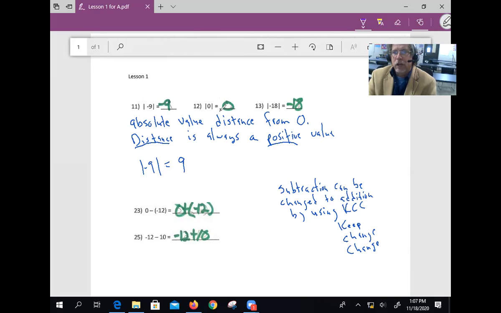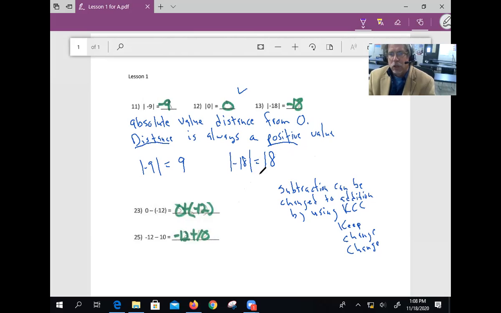Now, of course, you got 12 correct. The absolute value of 0 is 0. But if you look at 13, the absolute value of -18, again, absolute value means how far from 0 is -18. We'd have to move 18 to the left of 0, which means your distance would actually just be 18. So again, if you see absolute value, the answer always comes out as a positive value. That's important.